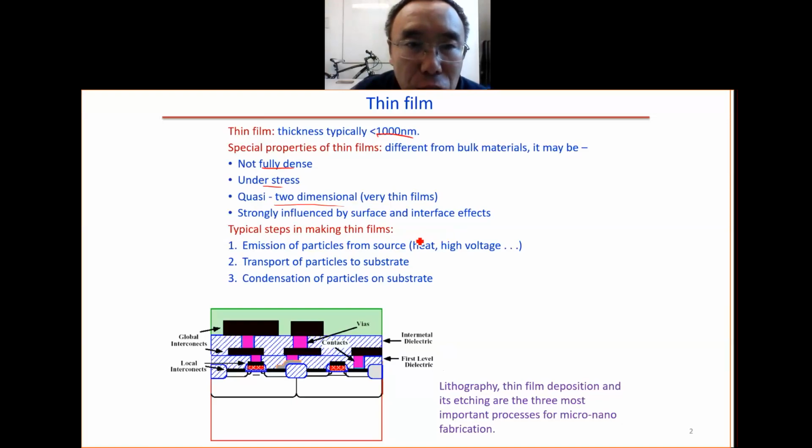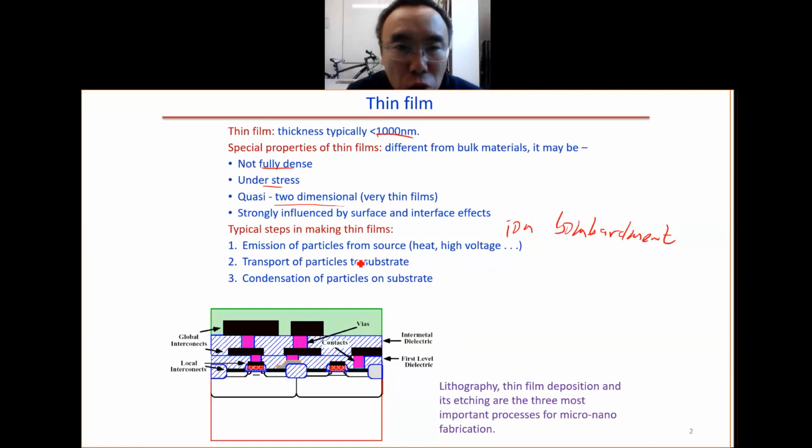So typically, there are three steps for thin film deposition. First is emission of the particles from the source by heat or by high voltage ion bombardment. Then transport of the particles to the substrate, then the condensation of the particles on the substrate.